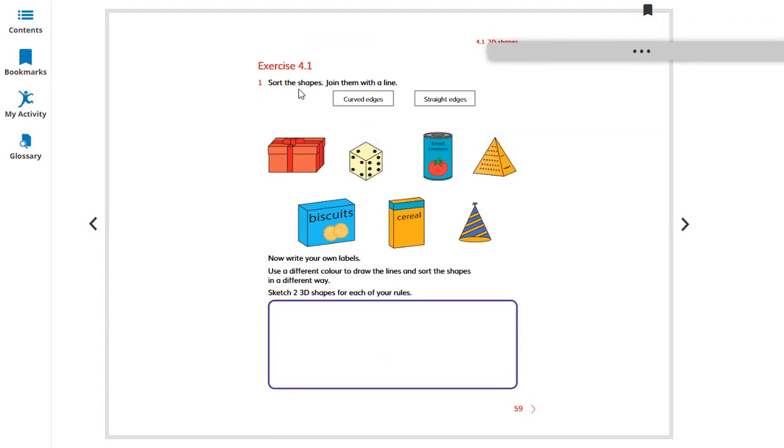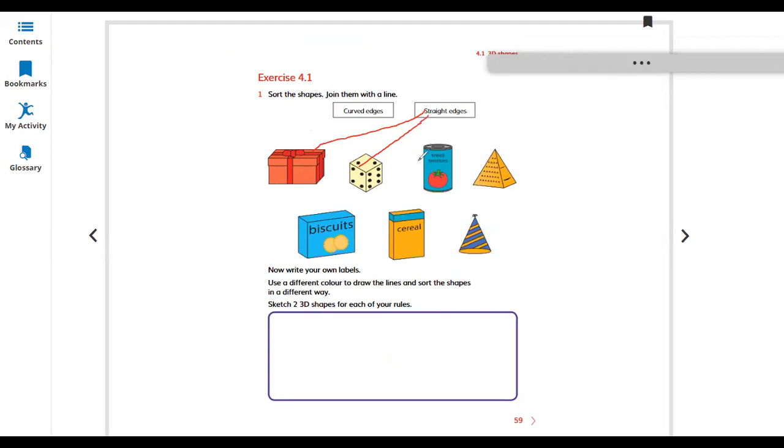Question number 1. Sort these shapes and join them with a line. So let's draw a line. What about box? Straight edge. Yes. Curve, we don't have a lot of shapes. Also straight edge. This one cylinder, curve edge, and this one also straight edge. Biscuit also straight edge. Cereal also straight edge, and this one curve edge. So now write your own label.